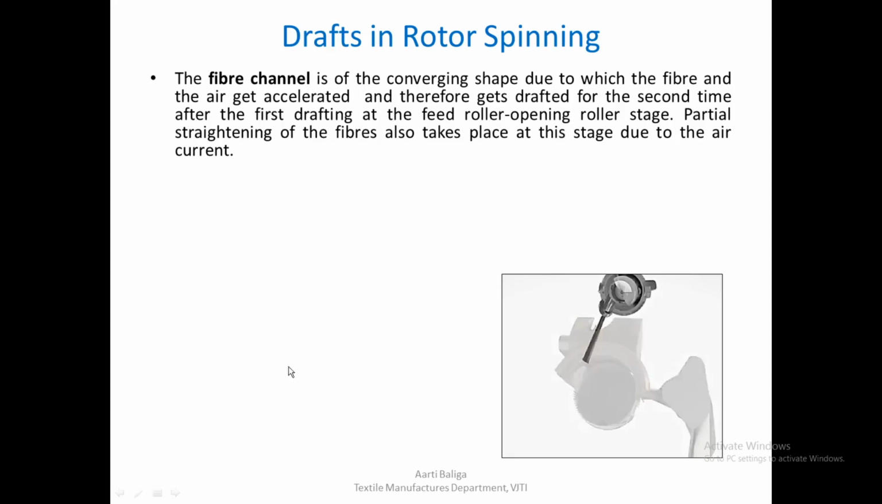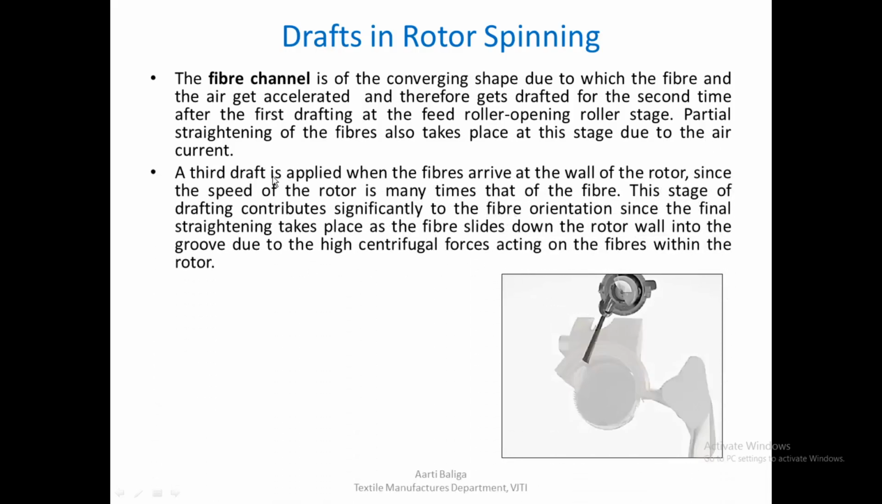So this is of a converging shape. As you can see, it is thinner here, and this is the mouth. It's a converging shape due to which the fibers and the air get accelerated and therefore get drafted. This is the second draft. This is the second drafting stage through the fiber channel, and the first one was the feed roller and the opening roller stage. After this, partial straightening of the fibers also takes place because we are accelerating the fibers. So this fiber channel helps the straightening, and at this stage it happens because of the air current.